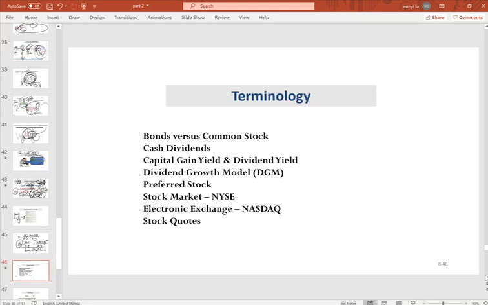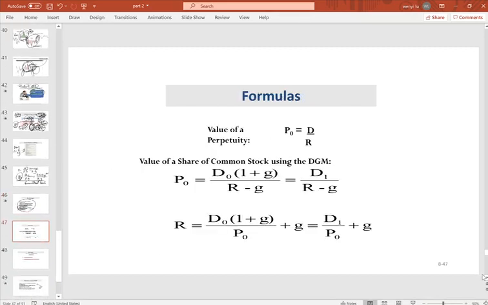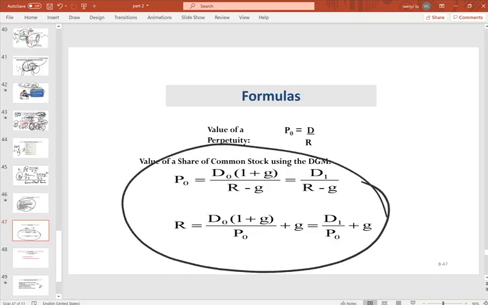And also try to study the terminology for this chapter. What is the dividend growth model, GGM? What is preferred stock? What is a stock market index? What is electronic trading? What is a stock quote? And those are our formulas, our dividend growth models.